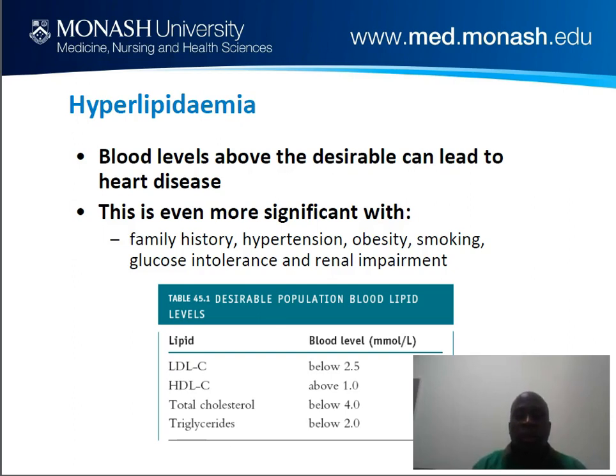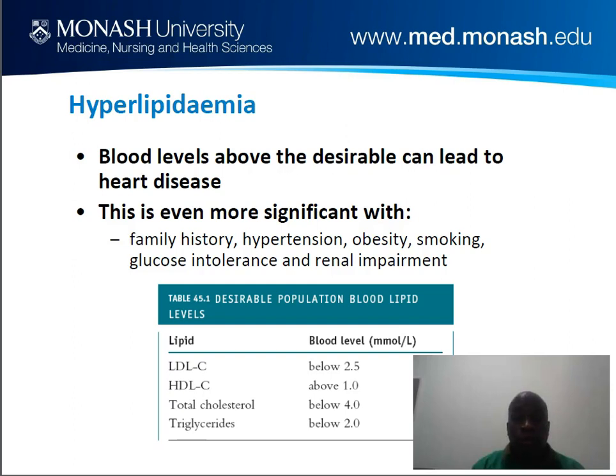This is even more significant with, for example, certain family history. We know certain families are predisposed to obesity, for example, or to hyperlipidemia because of maybe their feeding habits and their genetics. Also, people with hypertension, high blood pressure, people who are obese, those who are smoking, those who have glucose intolerance and renal impairment are highly affected by such heart problems.